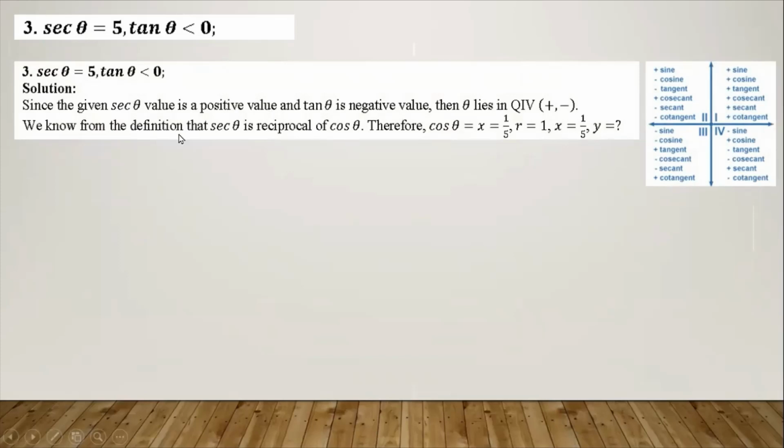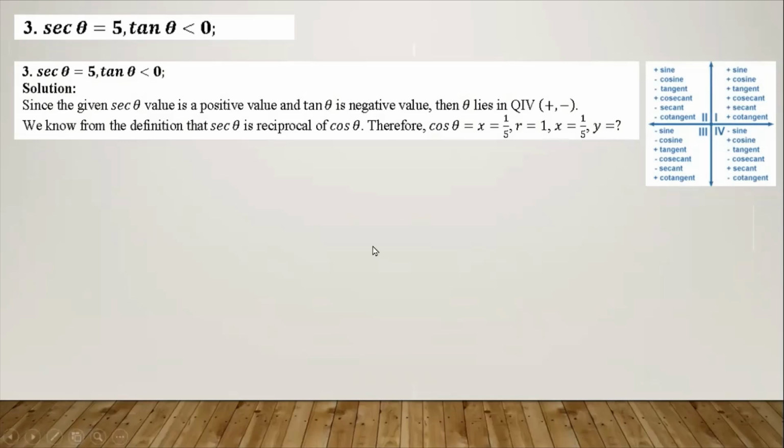We know from the definition that secant theta is the reciprocal of cosine theta. Therefore, cosine theta is equal to x, and we have there 5 for secant, and the reciprocal of our secant is the cosine, not the cosecant. Again, the reciprocal of our secant is the cosine, which is equal to x, and that's equal to 1 over 5, where r is equal to 1 and x is equal to 1 over 5. And we are looking for the value of y.